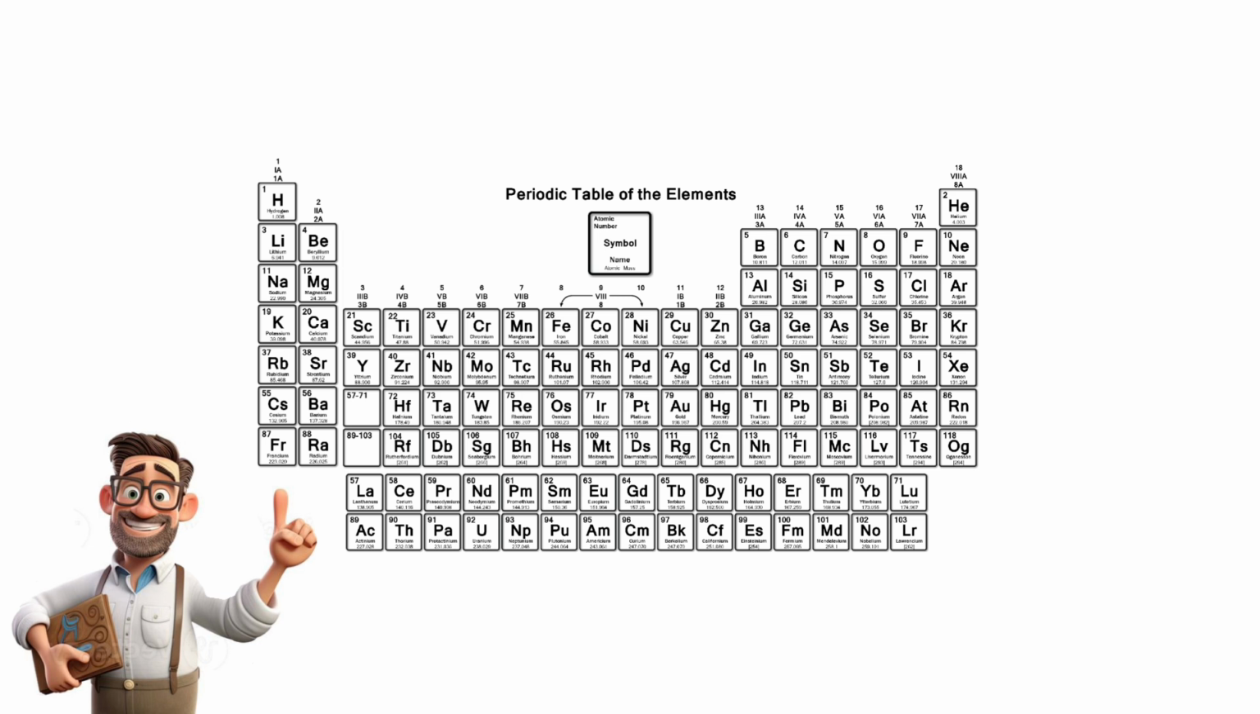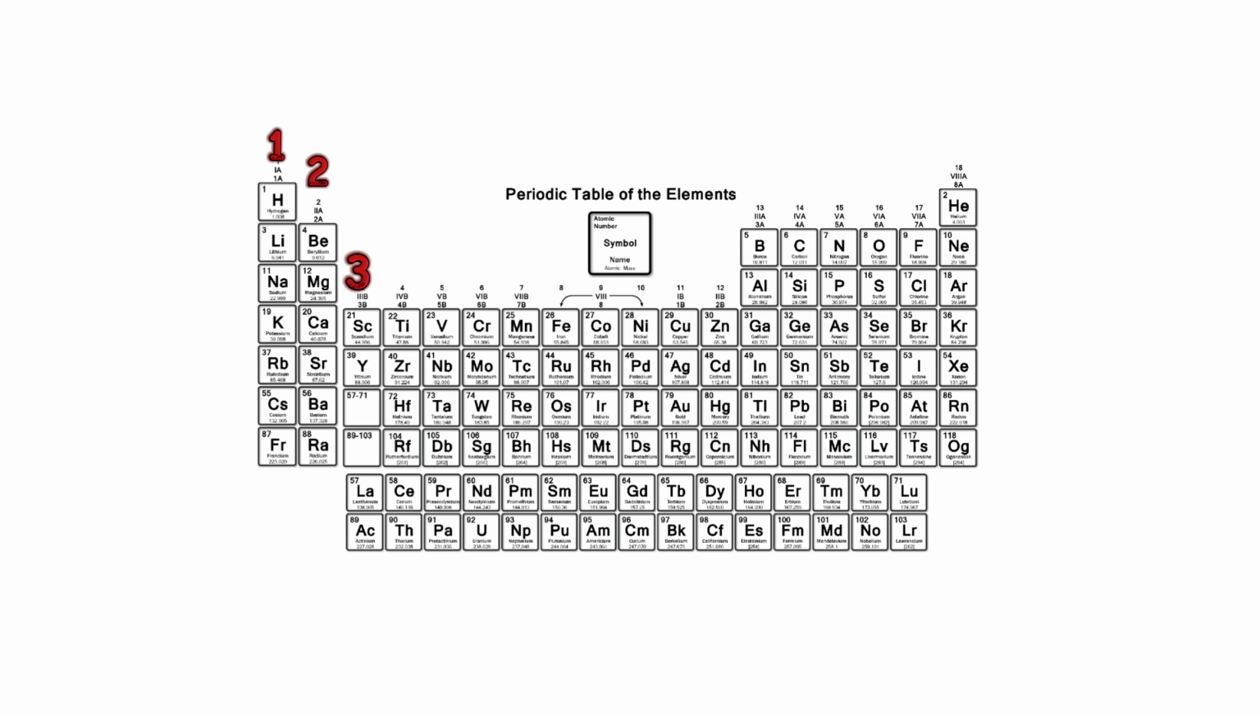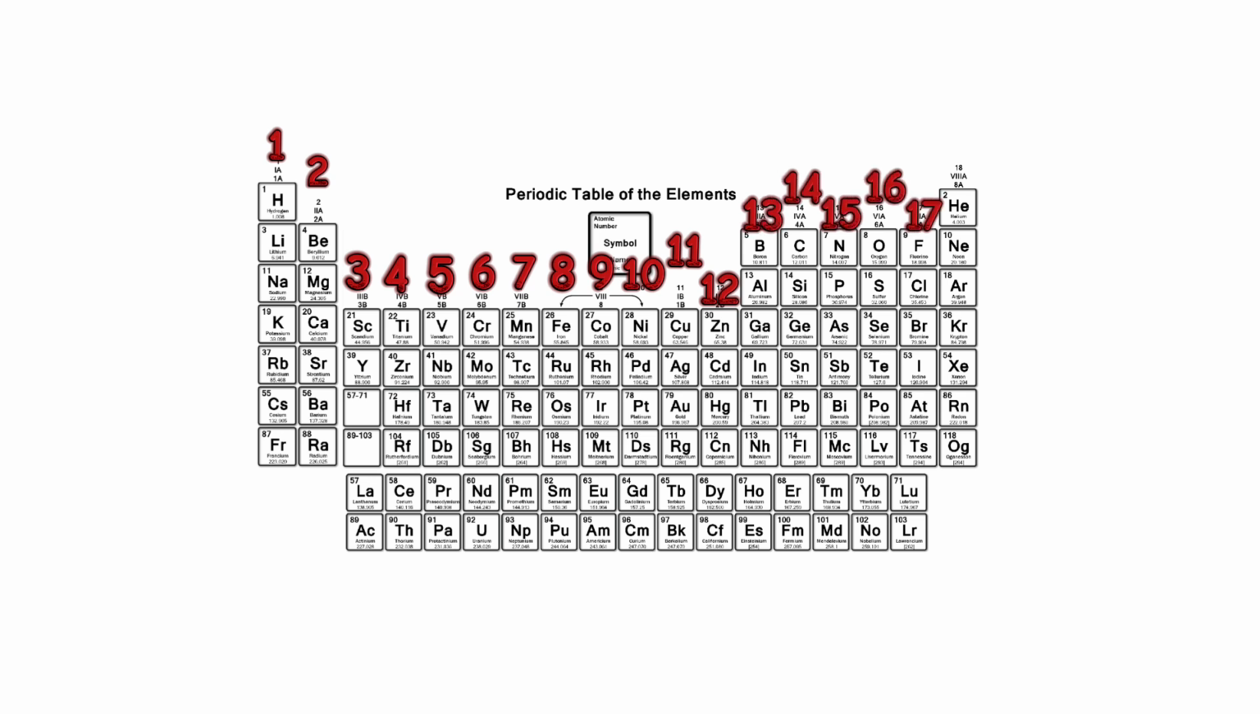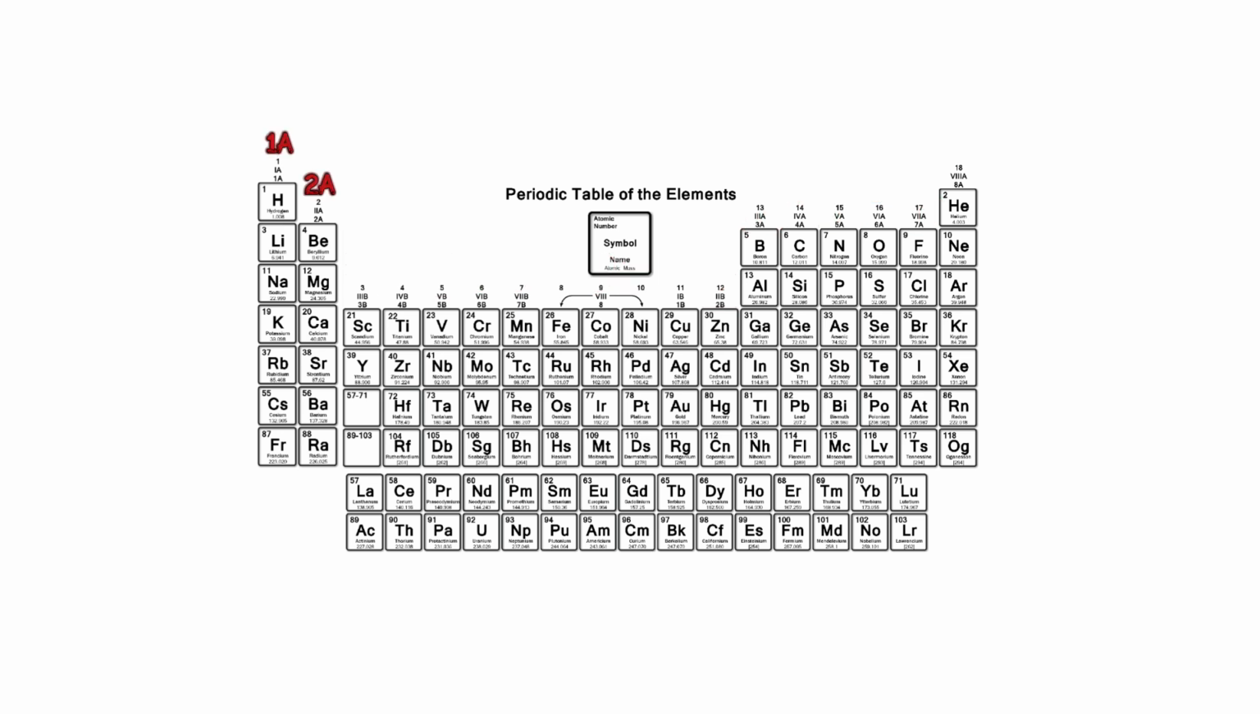The groups can be called 1, 2, 3, 4, 5, 6, 7, 8, 9, 10, 11, 12, 13, 14, 15, 16, 17, 18, or can be called 1A, 2A, 3A, 4A, 5A, 6A, 7A, 8A. Transition metals are called the B groups, but we won't talk about it today.